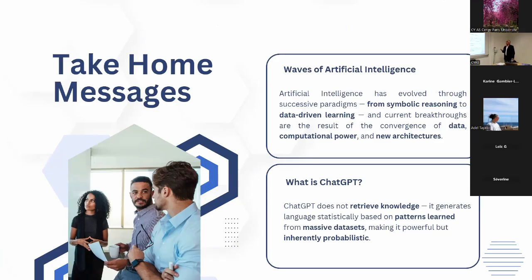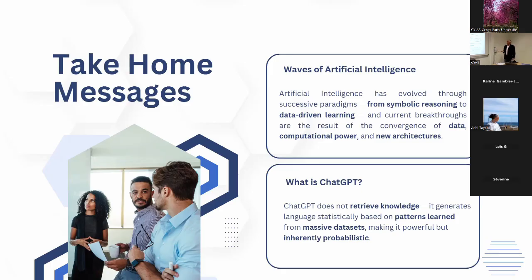In the beginning, we started with symbolic reasoning and data-driven learning. And nowadays it's data-driven learning. And current breakthroughs are a result of the convergence of computational power, data, and new architectures, new algorithms. So right now, I believe artificial intelligence will be here forever because we have big data, lots of computational power, and people are constantly creating new algorithms.